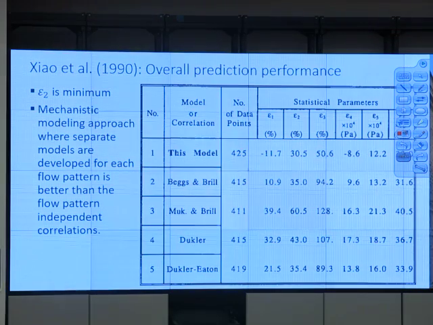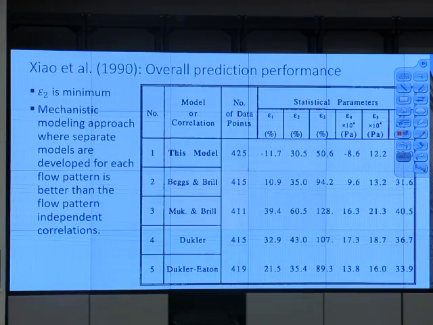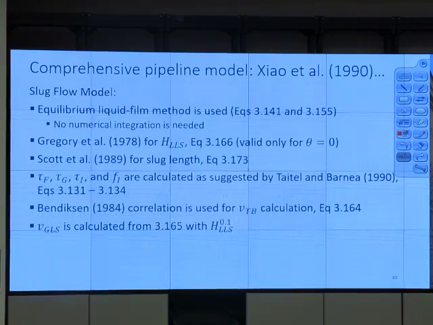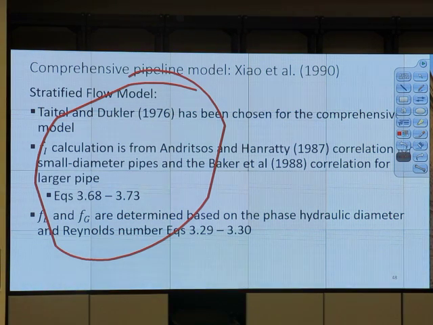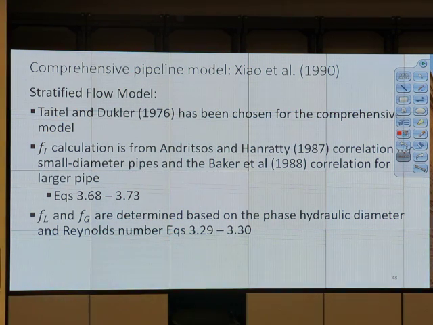You determine the flow pattern, and you can calculate pressure drop, and at the end, you get the best performance, a little bit better than Beggs and Brill. But if you don't use this suggestion and you use something else, it's not guaranteed that you will be 30% off. Okay, it can be more.